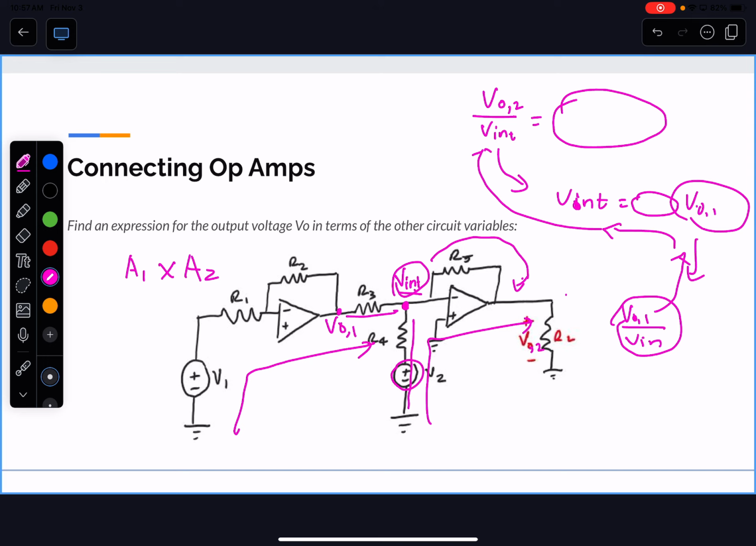So when you put an op amp like that with an op amp like that together, this is A1, this is A2. A1 A2 multiplied. So your A overall will just be your A1 multiplied by A2. Okay. You multiply the magnitude.